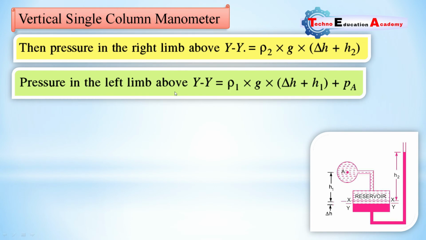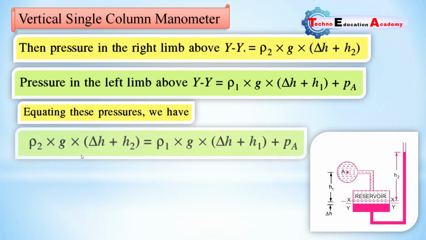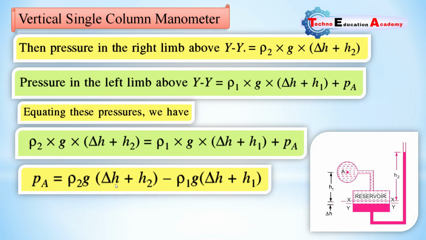So continue from these two equations. Now we will compare the pressure in the right hand side column to the pressure in the left hand side column. So equating this pressure, we get rho 2 g (delta H plus H2) equal to rho 1 g (delta H plus H1) plus PA. So PA equals rho 2 g (delta H plus H2) minus rho 1 g (delta H plus H1).